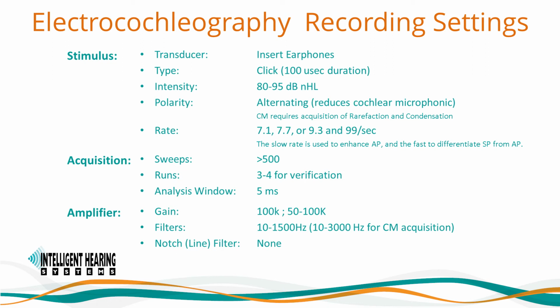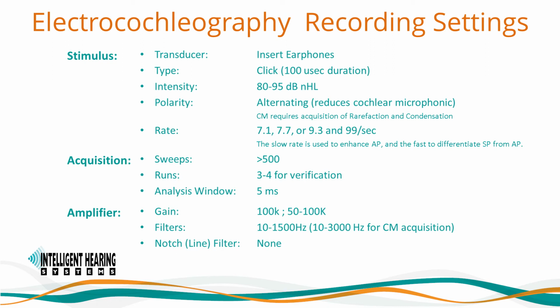As far as averages or sweeps are concerned, you should acquire at least 500 sweeps as a minimum, knowing that the more averages, the better your signal-to-noise ratio will be. Some typically will acquire between 512 and 1,024 sweeps per recording. And then between 3 to 4 recordings are typically collected for verification and grand averages on each ear.